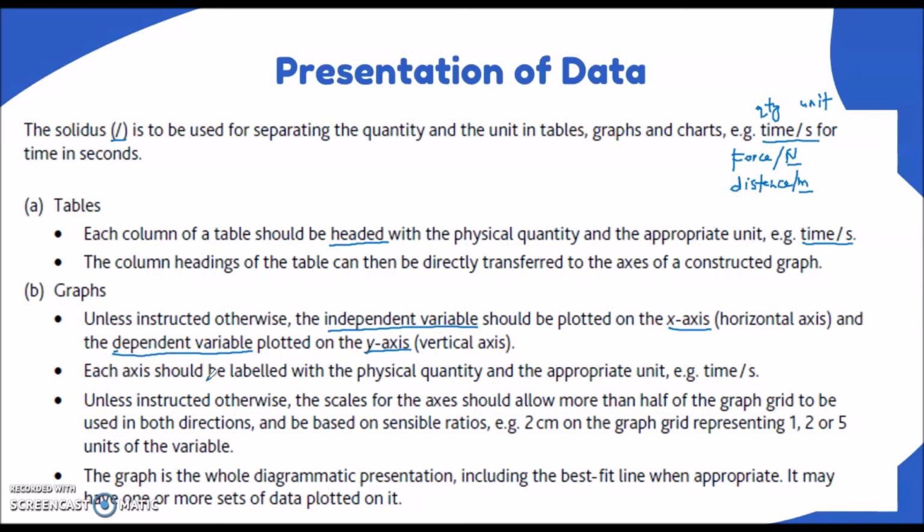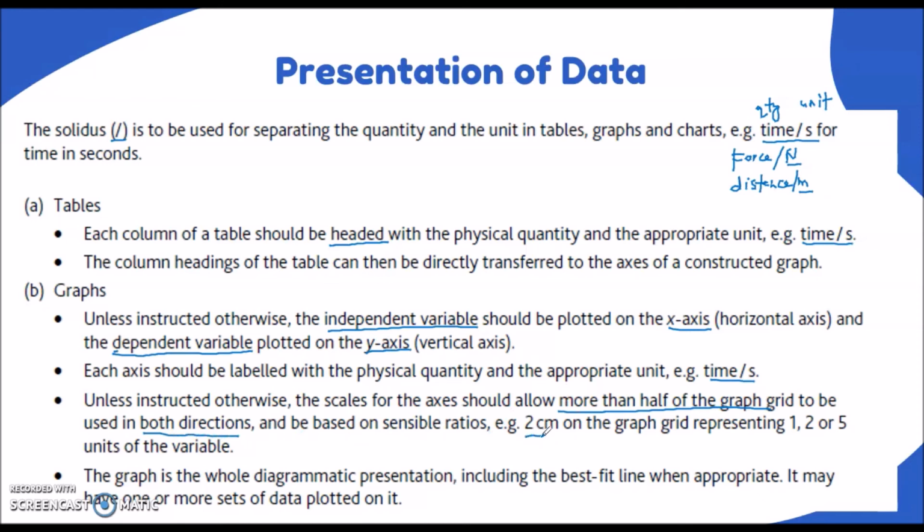The next one, each axis should be labeled with the physical quantity and appropriate unit. As you can see from just now, we have emphasized quantity and unit. So make sure for every quantity, you must know the correct unit, the SI unit for it. Number three, unless instructed otherwise, the scale for the axis should allow more than half of the grid to be used, in both directions, either y-axis or x-axis, and be based on a sensible ratio.